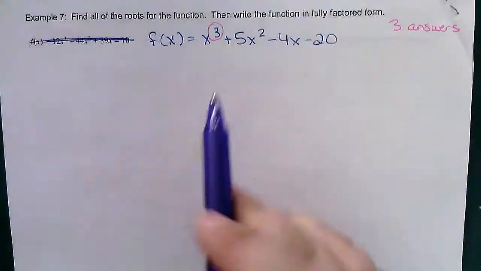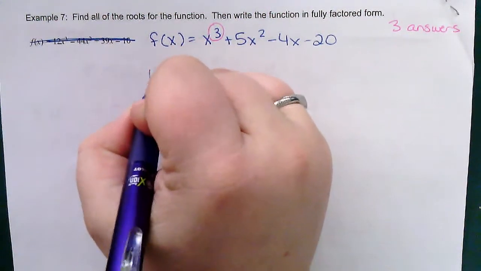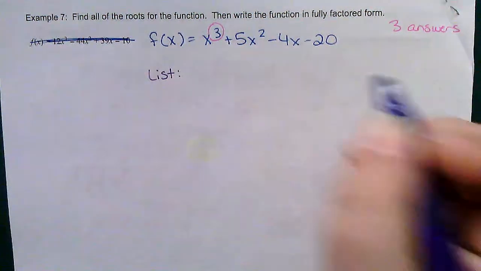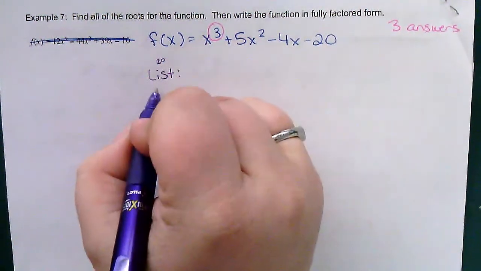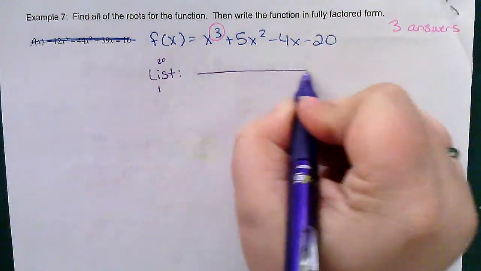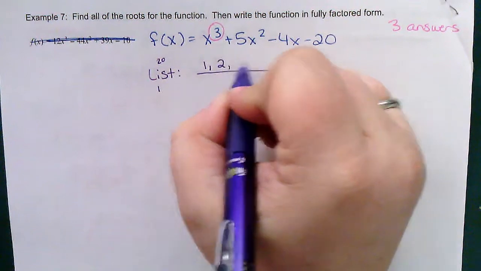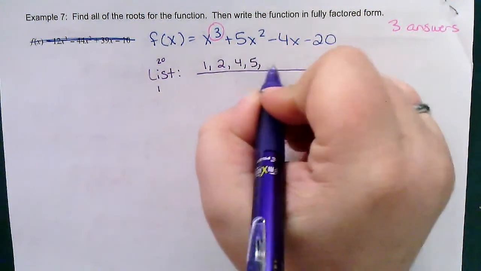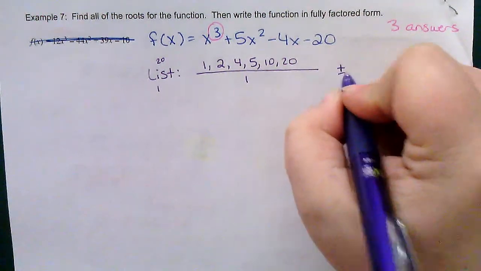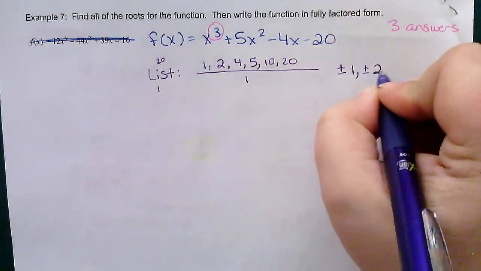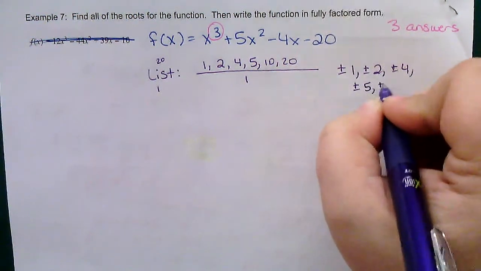So next we look for a GCF, and I don't see one, so no GCF. So we start our list. To do our list, we do factors of the constant, which is 20, over factors of the leading coefficient, which is 1. Oops, ignore that bell. So 20 divides by 1, 2, 4, 5, 10, and 20. And 1 divides by 1. So when I split that, I have all of these numbers with a plus minus in front of them.